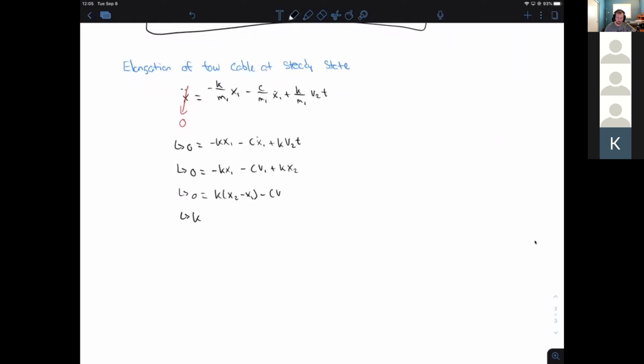So I'll rewrite this as k delta x equals c times v. I just put the c times v on the other side. And then delta x equals c times v over k. And then we can box that as well, because again, we're going to be solving for this in the lab report. All right, so this is our elongation of the towing cable at steady state.